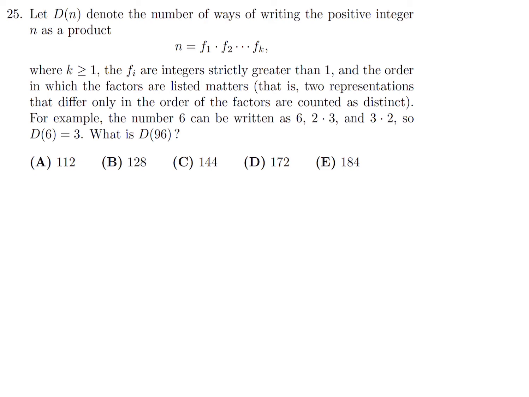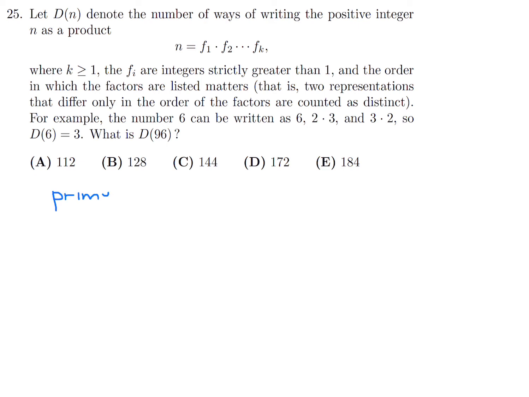Let D(n) denote the number of ways of writing the positive integer n as a product n is equal to f1 times f2 dot dot dot until fk, where k is greater than or equal to 1. The f_i are integers strictly greater than 1, and the order in which the factors are listed matters. That is, two representations that differ only in the order of the factors are counted as distinct. For example, the number 6 can be written as 6, 2 times 3, and 3 times 2. So D(6) is 3. What is D(96)?